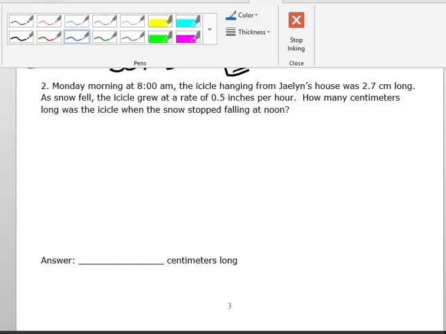I do care about my 8 a.m. because I'm going from 8 a.m. to noon, and I know that I had 0.5 inches per hour. I also care that my icicle started at 2.7 centimeters long, and I'm being asked how many centimeters long the icicle was at noon.